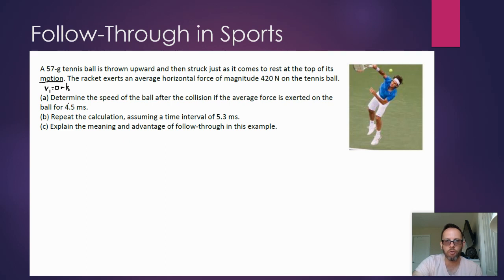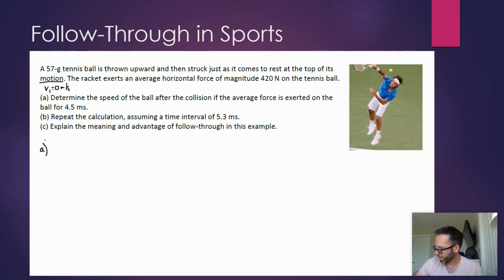In part A, we're going to analyze what happens if that racket is in contact with the ball for 4.5 milliseconds. Then we're going to look at what happens if the player followed through with their shot. So maybe instead of hitting the ball and stopping there, they follow through and allow themselves a split second more of contact with the ball. And then we'll see what the final speed of the ball is after each collision. So let's get started with part A.